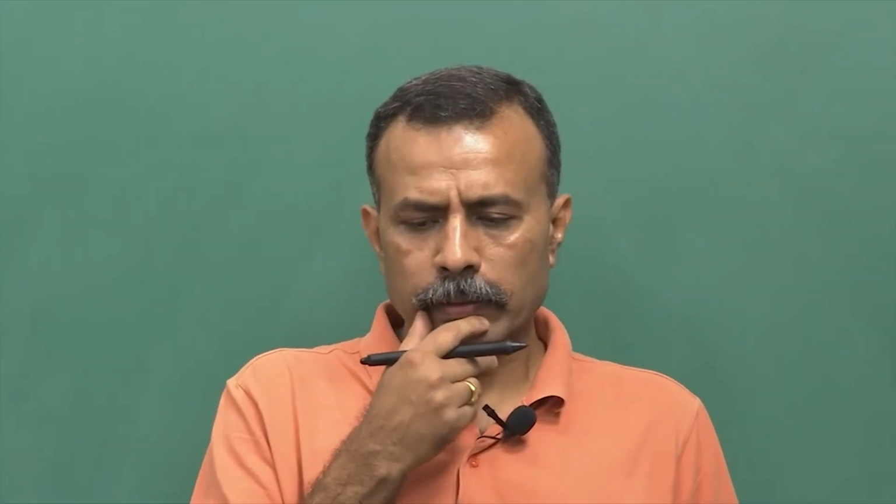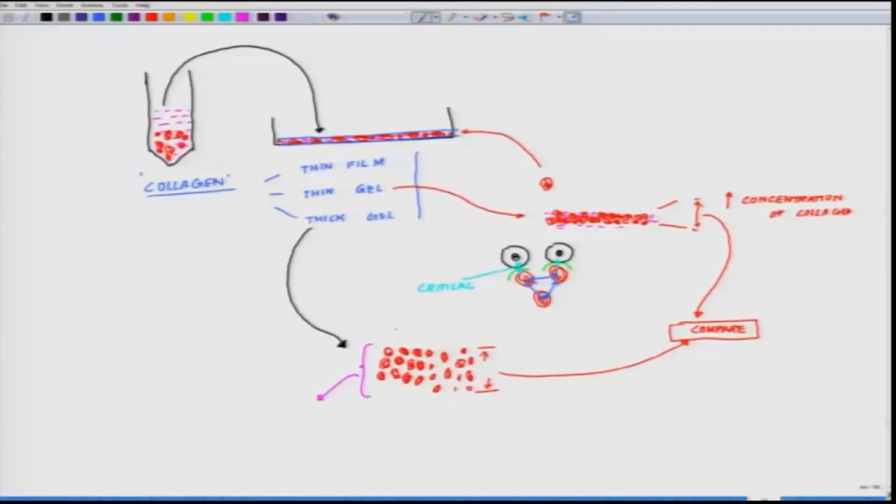Welcome back. So, what we are telling you is, if you increase the number of molecules of collagen and you wanted to make a gel, this is what it will be. It will be more like a three-dimensional assembly now, and you wanted to grow the cells in it. Now, what are your options?